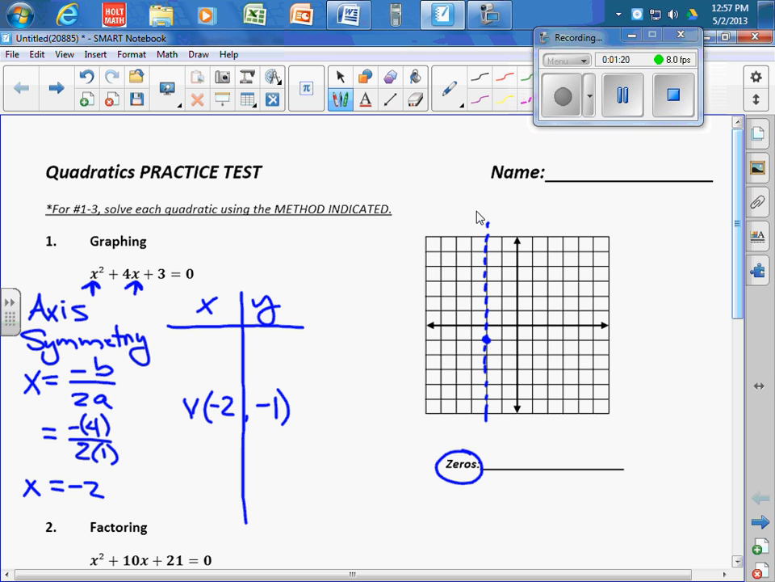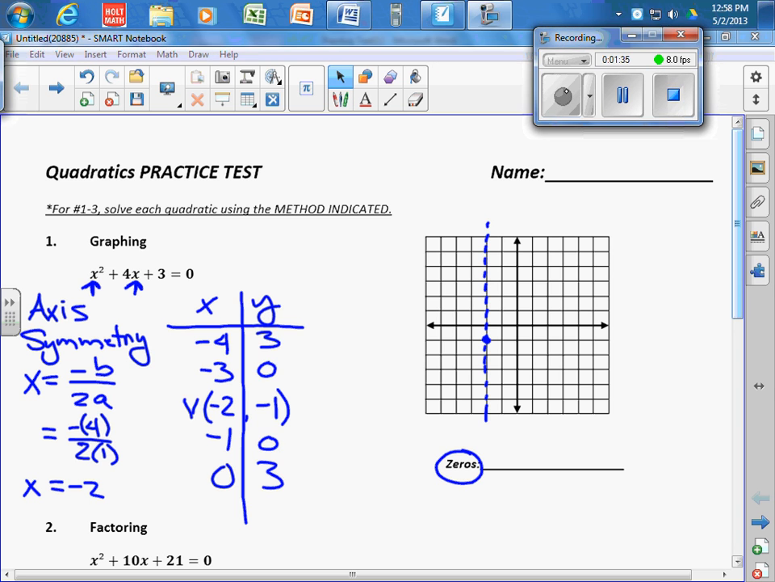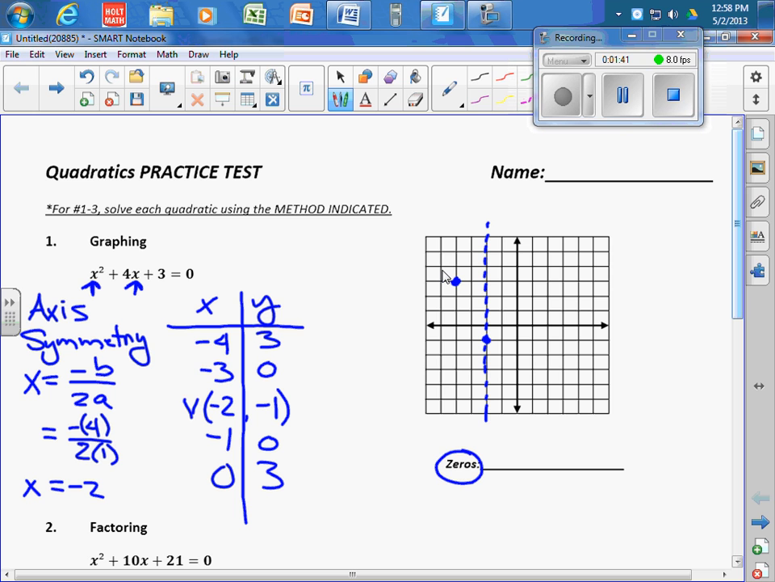Then I'm going to check for your table, x and y. Since you already have negative 2 for x, also use negative 3 and negative 4, then negative 1 and 0. Plug these numbers into the original problem. Go ahead and pause the video, plug those numbers in, and see what you get. You should have gotten negative 4, 3, which would be here. Negative 3, 0. We already plotted the negative 2, negative 1. Negative 1, 0 is here, and 0, 3 is here.